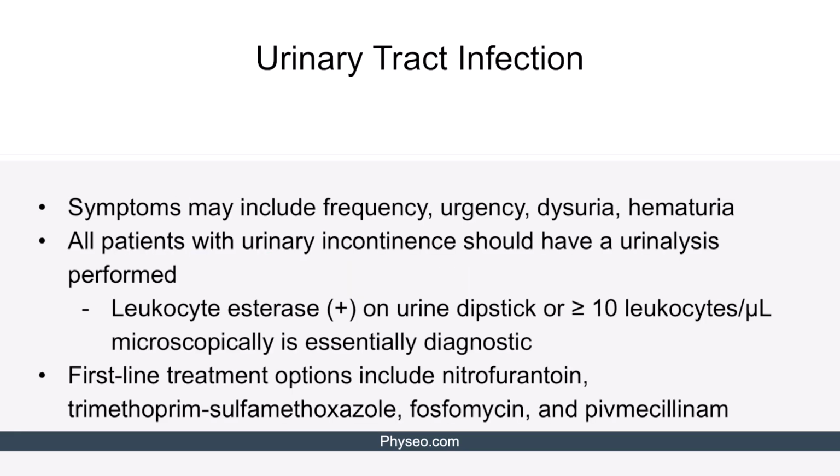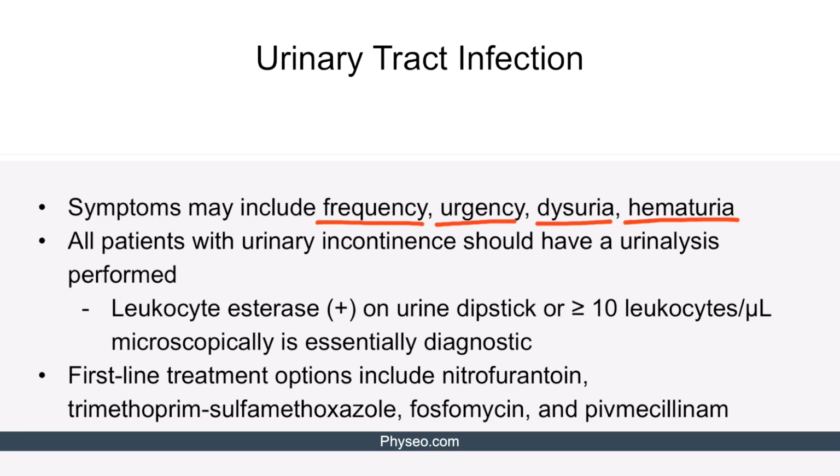The typical symptoms of a urinary tract infection may include frequency, urgency, dysuria, and hematuria. Urinary frequency is when patients feel the need to go to the bathroom more often than normal, where urgency is when the patient feels a sudden urge to urinate. And sometimes this has that panicked feeling where they think, oh, I'm going to wet myself. I've got to get to the bathroom. Dysuria is painful urination, and hematuria is when there's blood in the urine.